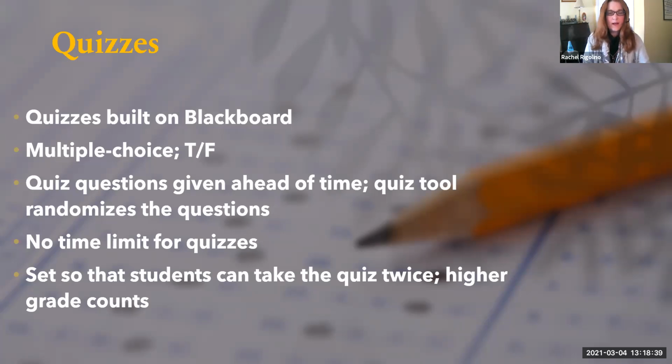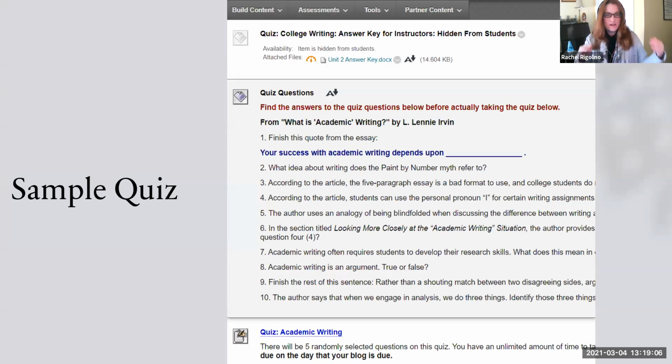Anyway, I built out quizzes on Blackboard, multiple choice and true/false. The quiz questions are given ahead of time. I randomized the questions, with no time limit, so it more or less was homework, but I called them quizzes. Students could take the quiz twice, and it covered the material in the unit. So here's an example of a quiz as it looks in my LMS. At the top, I had an answer key for the instructor that was hidden by default from the students. Students are given the quiz questions ahead of time, and then there's the link to take the quiz.